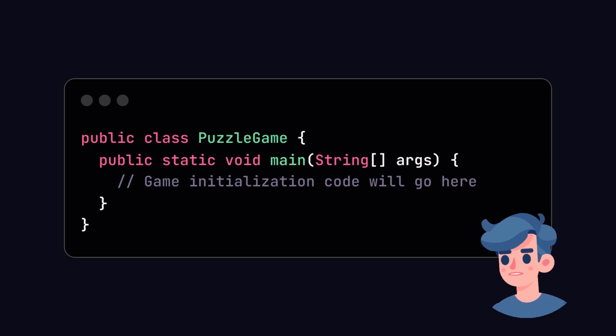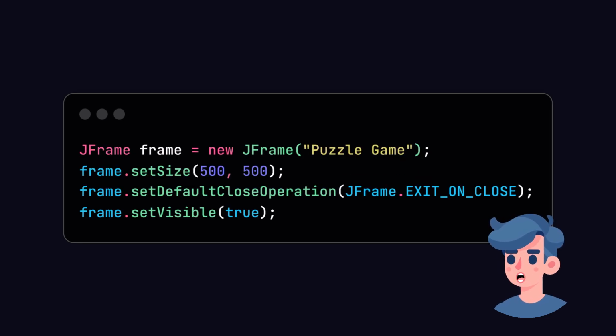Now, open your IDE and create a new Java project. We'll name our project Puzzle Game. Once your project is set up, let's create the main class where our game will run. Inside the main method, we will initialize our game window using JFrame from the Swing library. This will serve as the main interface for our game. Let's add a few lines of code to set up the JFrame.